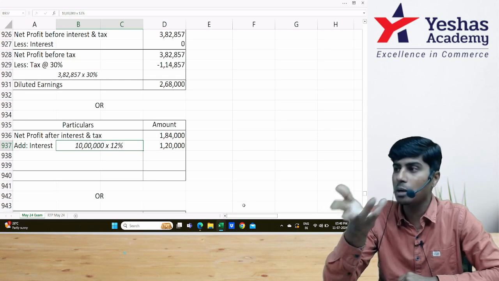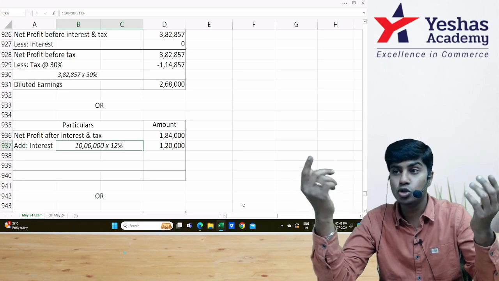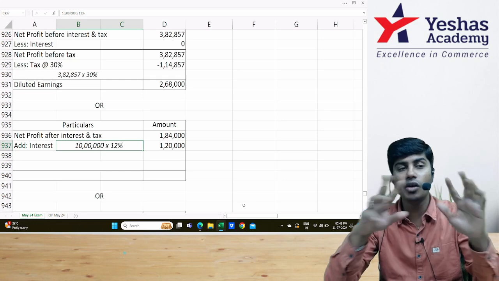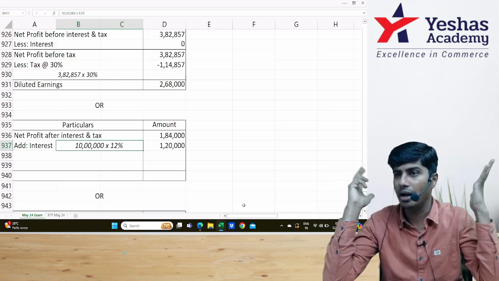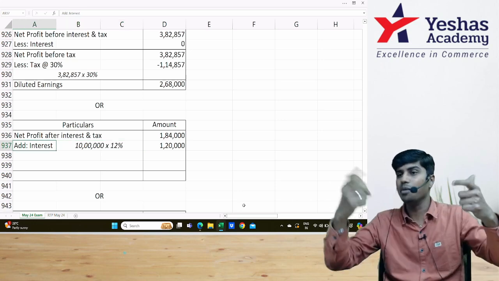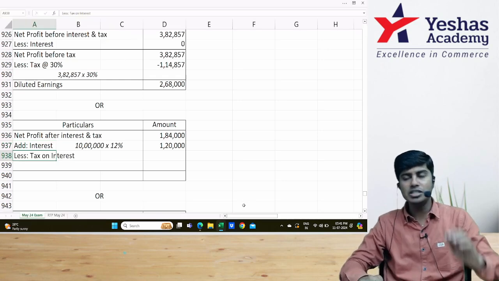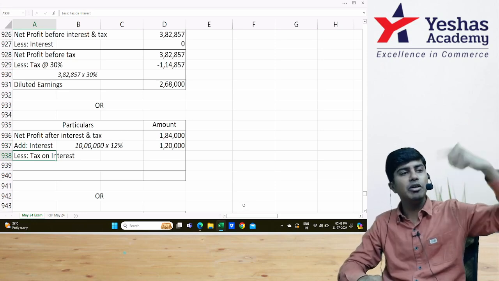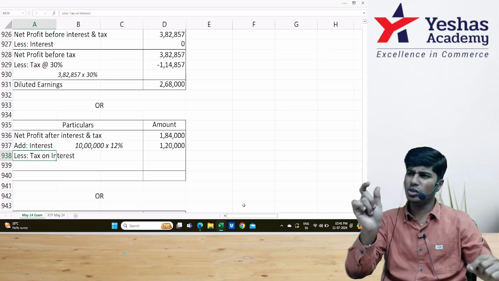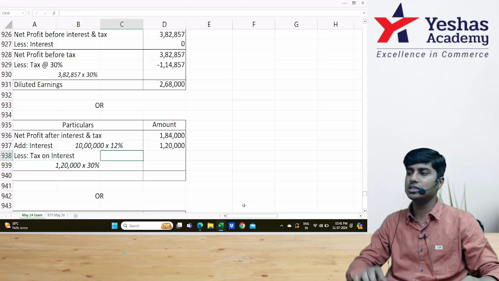When I don't pay interest, my profit will increase. Because my profit increased, I pay extra tax. So, interest is a tax saver. Now, it is no more a tax saver. So, the tax benefit which I won't get, I will adjust. Because interest expense is not there, my profit increased, I will pay higher tax. To what extent? To the extent of interest. How much is interest? 1,20,000 into 30% is the extent to which I have to pay extra tax now.